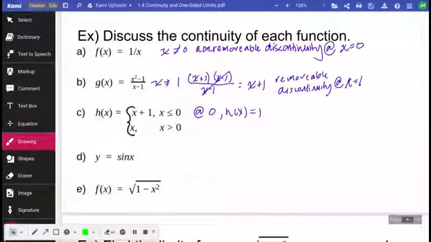And this is an error. This should be e to the power of x.